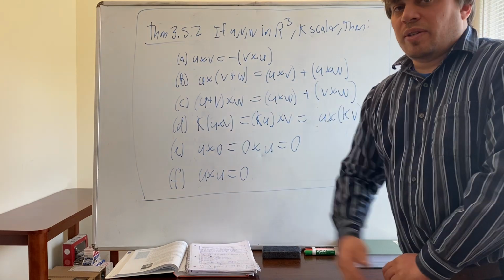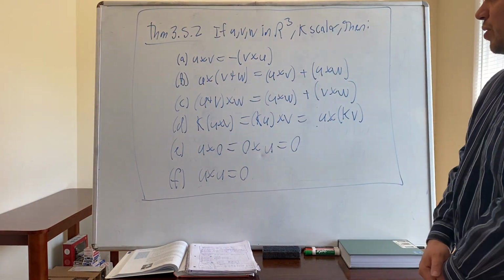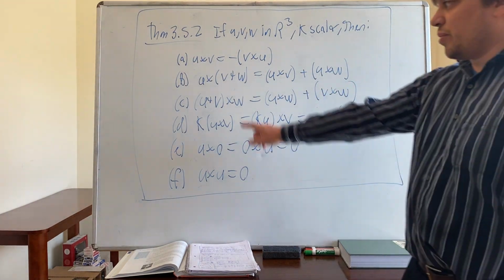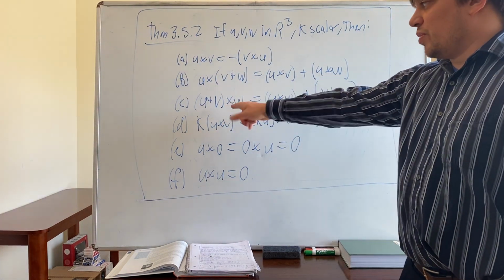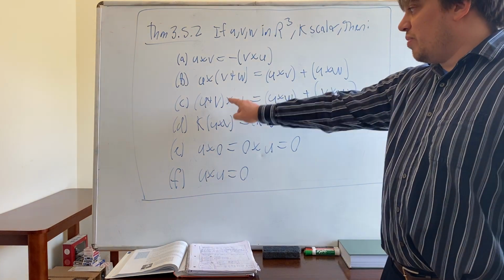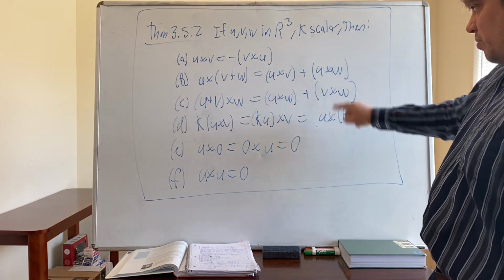u cross (v plus w) is u cross v plus u cross w. So this looks a lot like what's called left distributivity in multiplication. This would be called right distributivity: (u plus v) cross w is equal to u cross w plus v cross w.